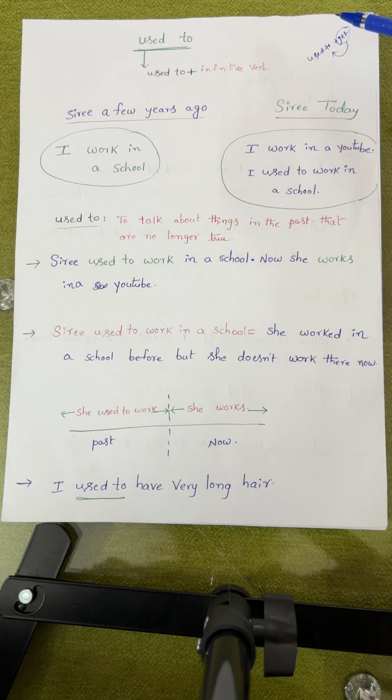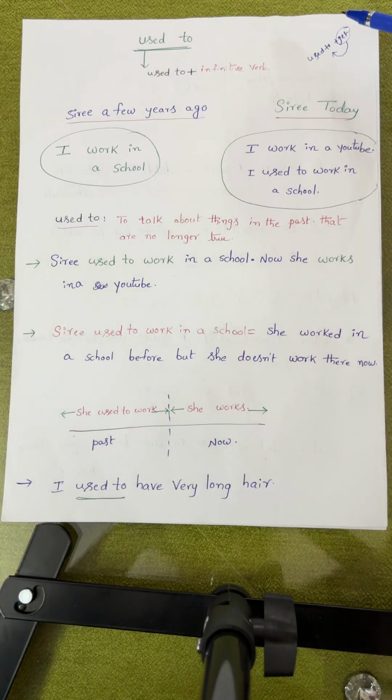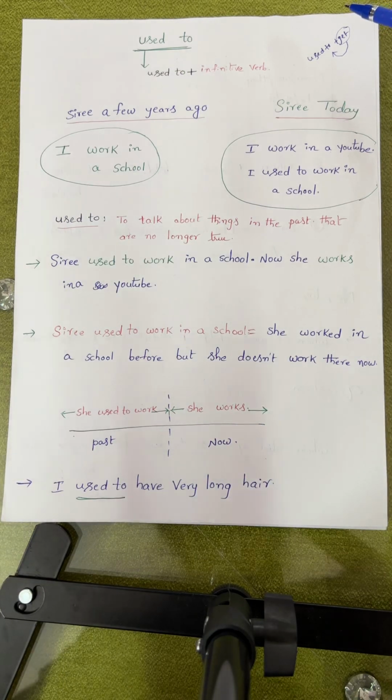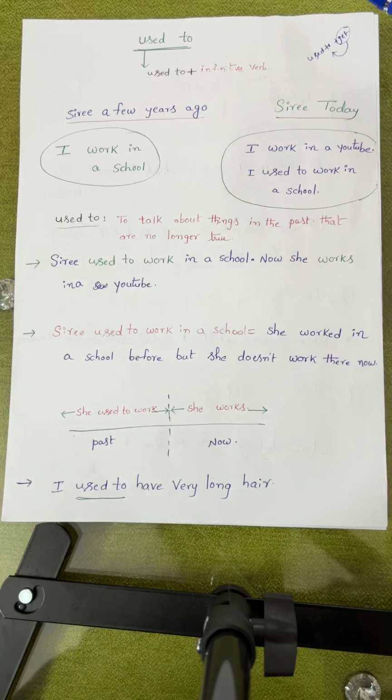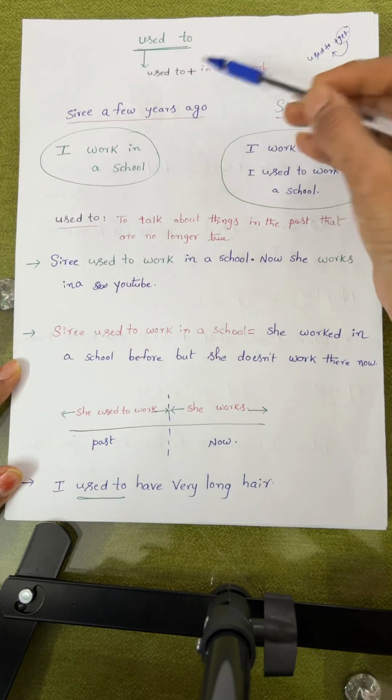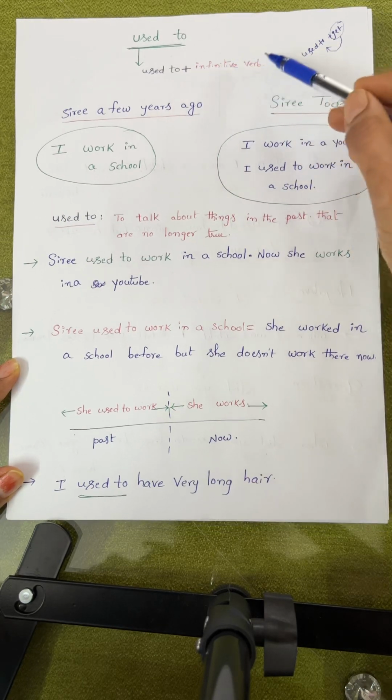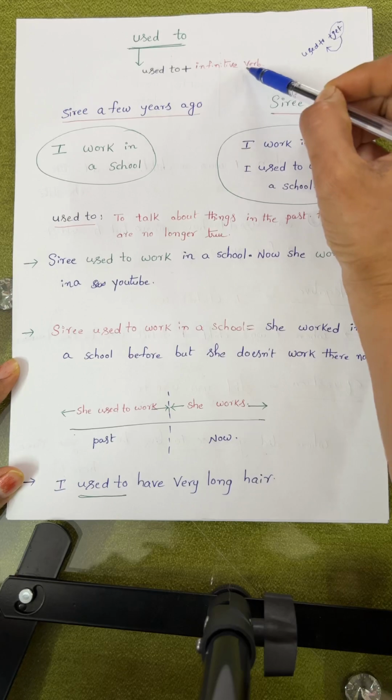I used to make pizza. I make pizza. What is the difference? Okay, I used to make pizza means a few years ago I was making pizza. At present, I am not making. Okay, used to plus infinitive verb. Infinitive verb means a verb that takes "to" before it.